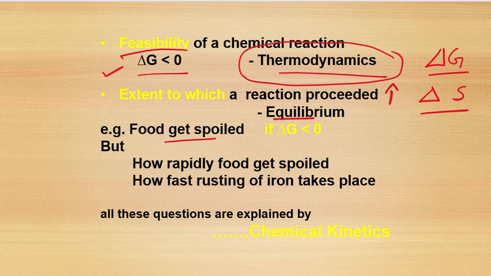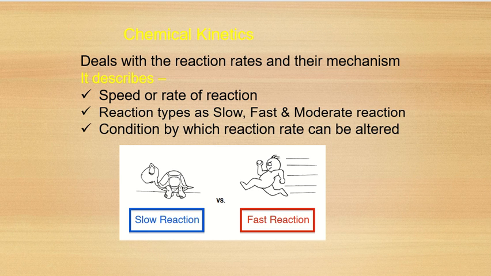Here we are studying a topic which is kinetics. Kinetics describes the reaction rates and mechanisms of reactions, by which we can compare two reactions as slow reaction and fast reaction. Moderate reactions are also there. For example, rusting of iron is usually considered a very slow reaction, whereas precipitation reactions, which we usually do in the laboratory, are normally fast reactions.